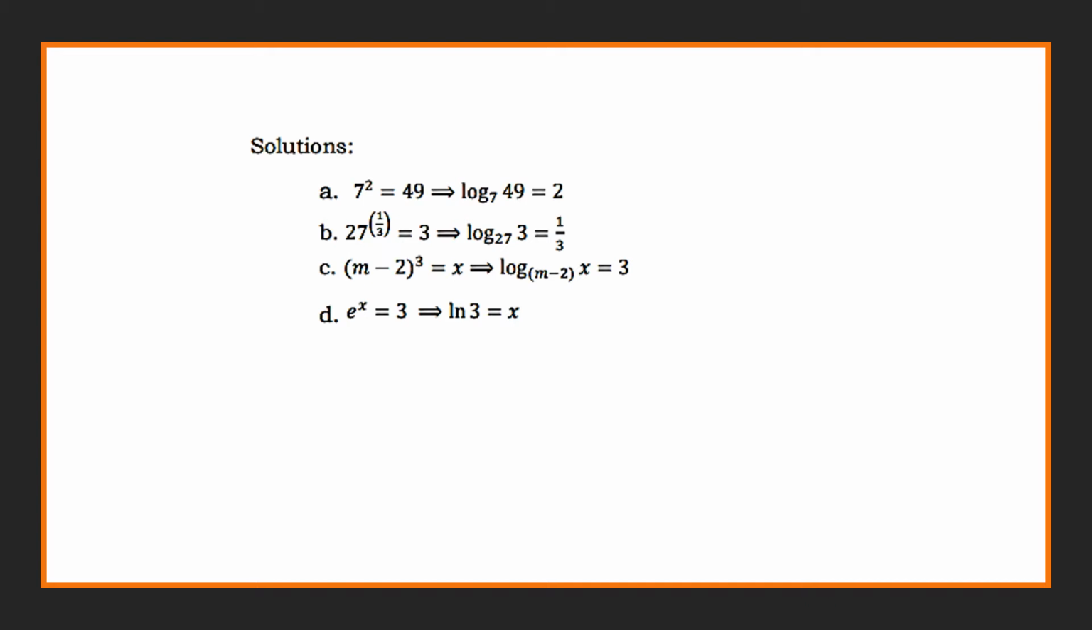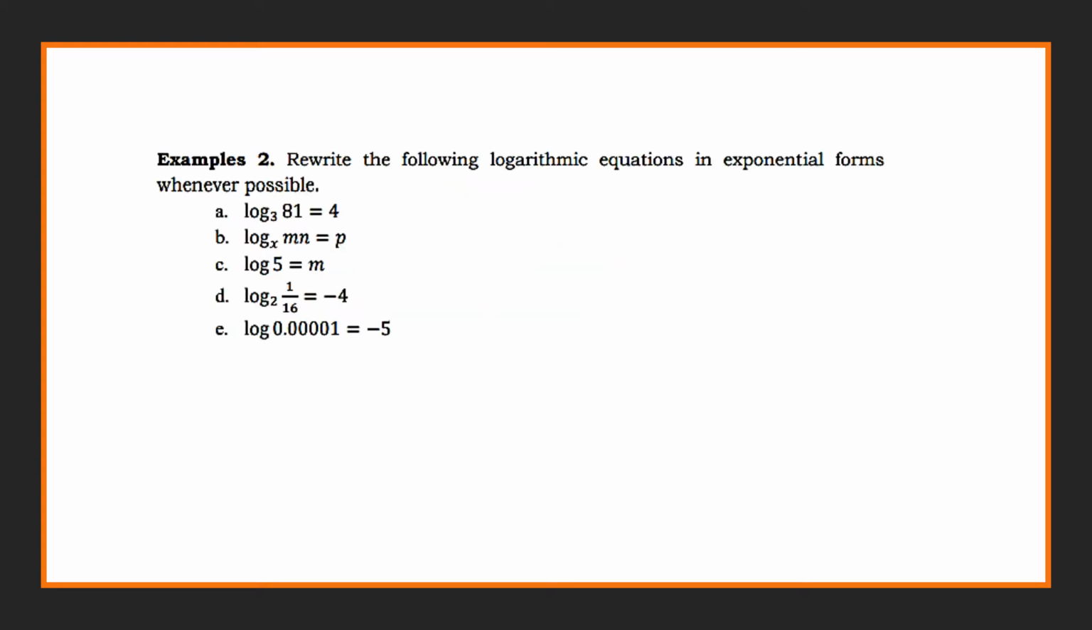So, logarithm of 3 to the base 27 equals 1/3. The quantity m minus 2 raised to 3 equals x. Logarithm of x to the base m minus 2 equals 3. e raised to x equals 3, it's a natural function. So, ln 3 equals x. Whenever there is an e, we're using the natural logarithm, which is ln.